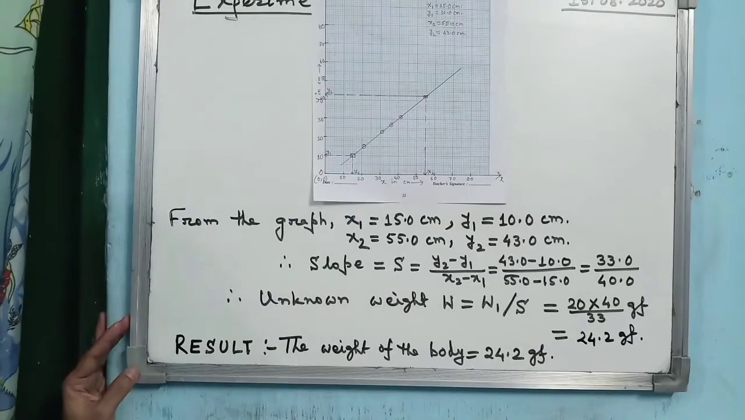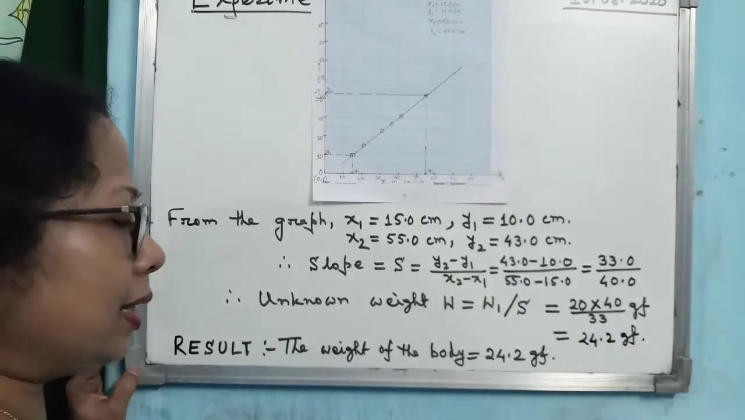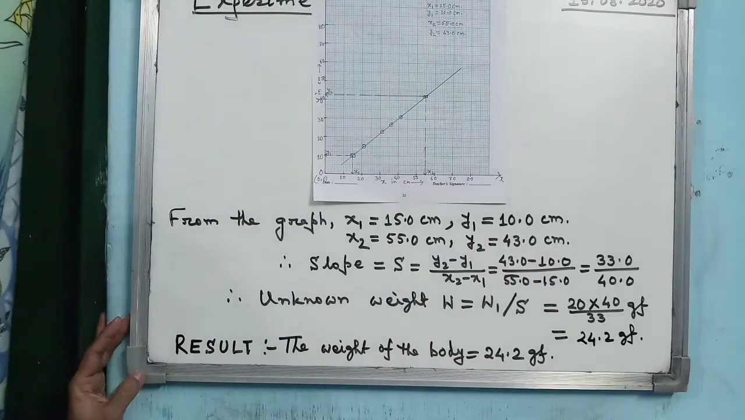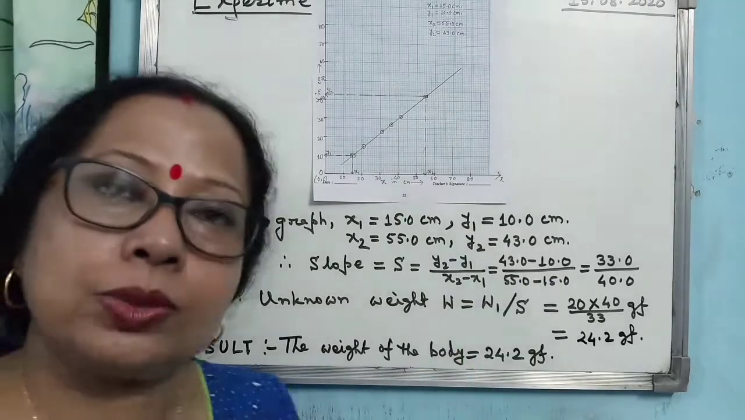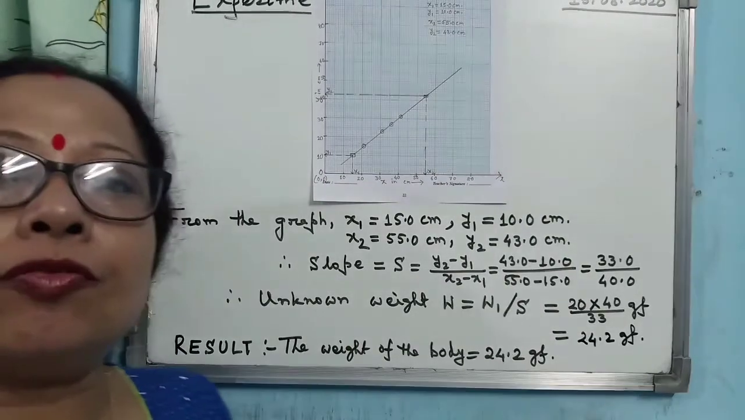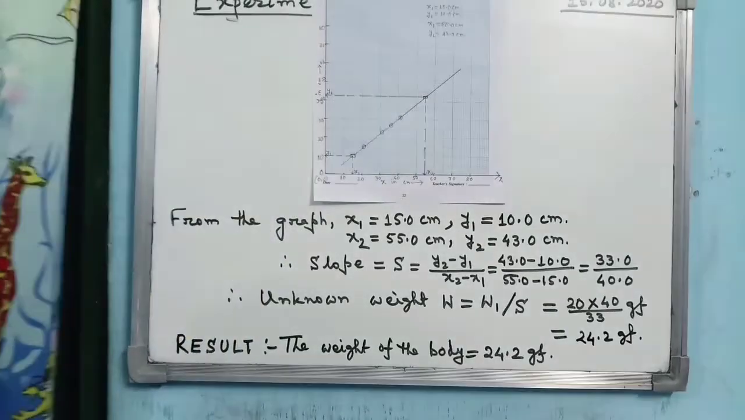So what is the weight of the unknown body? The weight of the unknown body is 24.2 GF. So this is the way, by using the principle of moments, one can find out the weight of any unknown object. Alright, thank you girls.